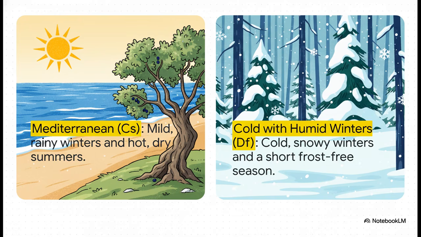You know, this slide really shows you the magic of Koeppen's code. Look here. On the left, CS tells us it's a warm place with a dry summer, like in Europe. On the right, DF tells us it's a cold place with rain all year. Two completely different worlds, perfectly explained with just 2 letters.